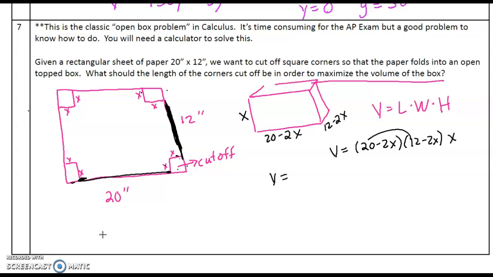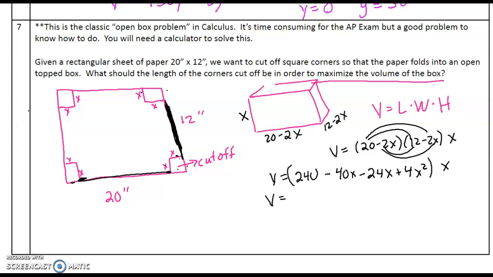So I get 12 times 20 is 240 minus 40x minus 24x and then plus 4x squared times x. So our volume is 240x. Let's see, that would be negative 64x times x.